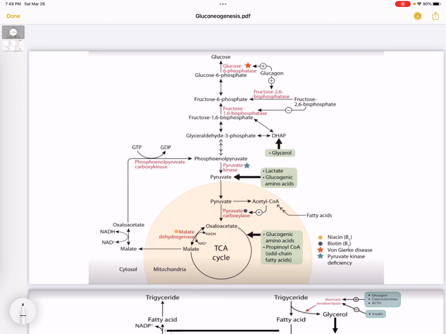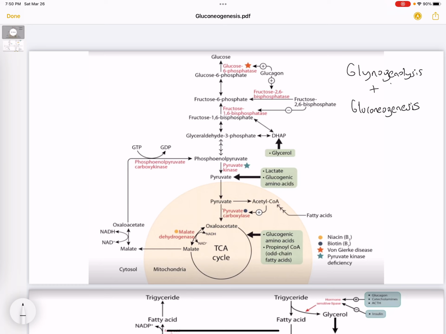Here's an overview of gluconeogenesis. Gluconeogenesis is one of the major metabolic pathways in our body, and it is primarily going to occur at times when we're not consuming any meals. For example, when we are sleeping, there are two main pathways that help our body with providing energy, and one of them is glycogenolysis and the other is gluconeogenesis.